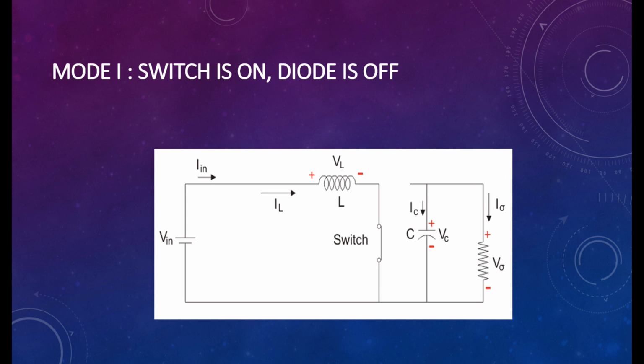Mode 1, switch is on, diode is off. The switch is on and therefore represents a short circuit, ideally offering zero resistance to the flow of current, so when the switch is on all the current will flow through the switch and back to the DC input source. Let us say the switch is on for a time t on and is off for a time t off. We define the time period T and fs as the switching frequency. Let us now define another term, the duty cycle, D, which is equal to t on by T.